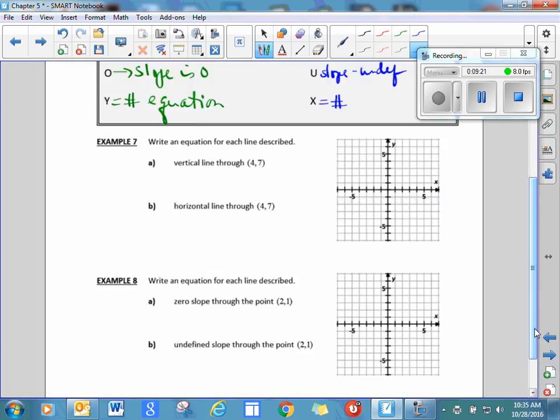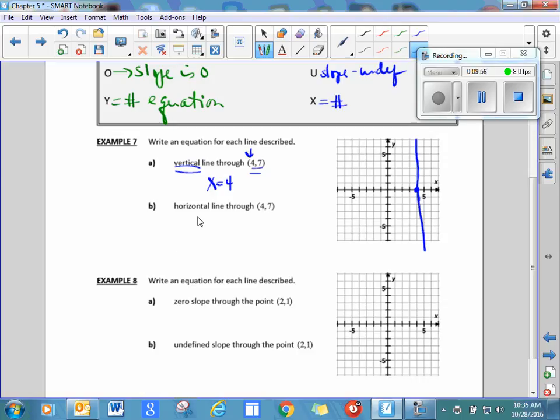So we got a couple examples that we're going to do really down at the bottom of the page. It says write an equation for each line described. So we're going to write it and we're going to graph it on this one graph. So a vertical line through this point right here. So if it's a vertical line, we are only looking at the x coordinate. X equals 4 is the equation of the line. And here it is, 1, 2, 3, 4. And it's a perfectly vertical line. And if they asked us, we could say, well, the slope is undefined.